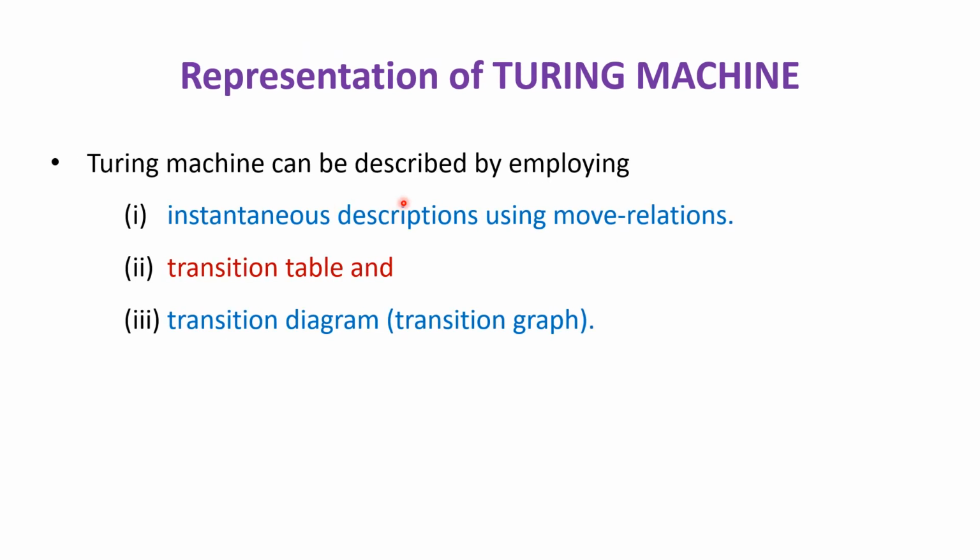A Turing machine can be described by employing instantaneous descriptions using move relations, transition tables, and transition diagrams. Let us see each of them one by one.